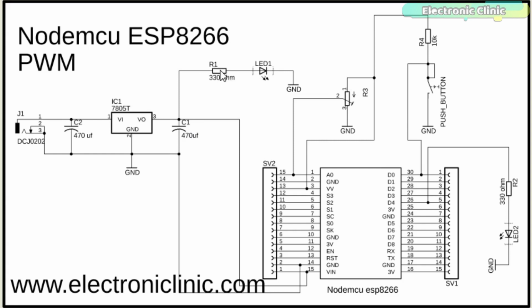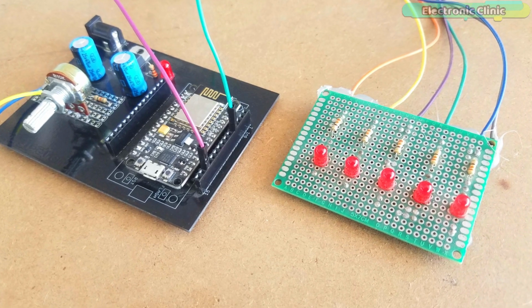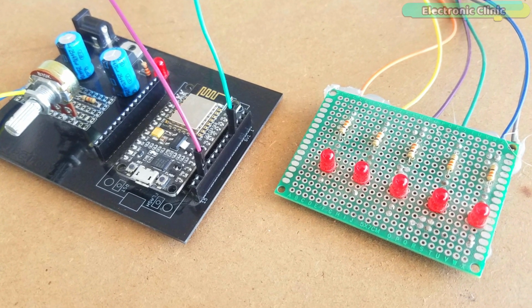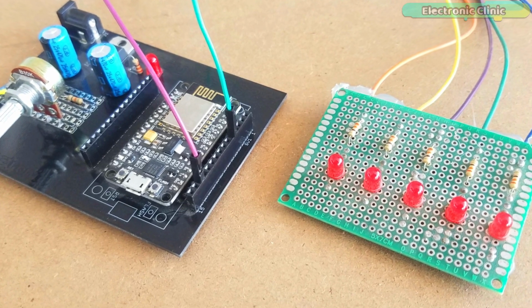A 330 ohm resistor is connected in series with a 2.5 volt LED. This is a current limiting resistor. A wire from the output of the voltage regulator is connected with the VIN pin of the Nodemcu module, while the ground of the power supply is connected with the ground of the Nodemcu ESP8266 Wi-Fi module. Finally, SV1 and SV2 are the female headers. I connected everything as per the circuit diagram. Now let's make the Blynk application. Follow the same exact steps.